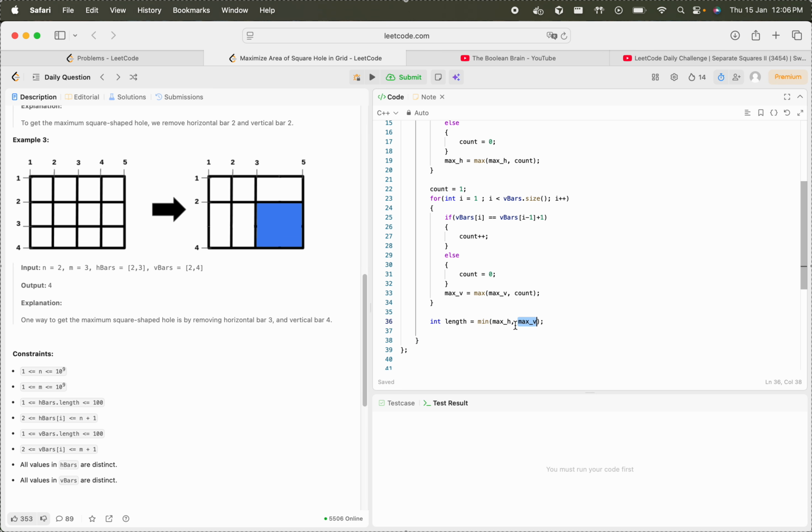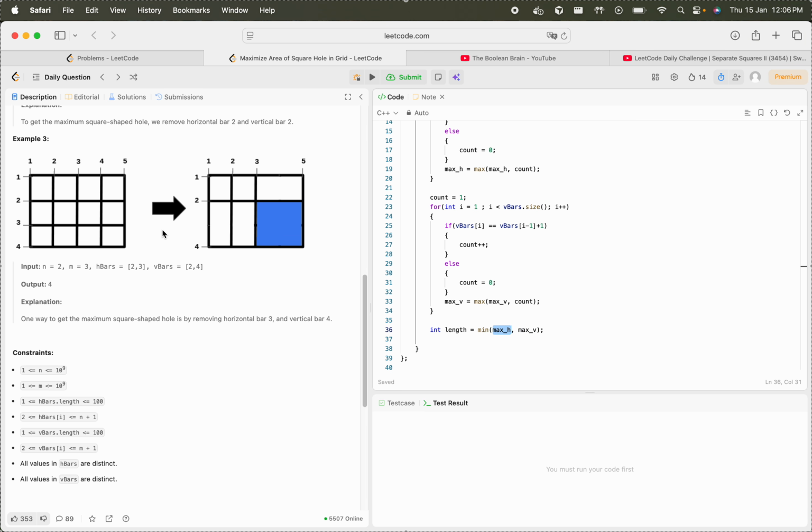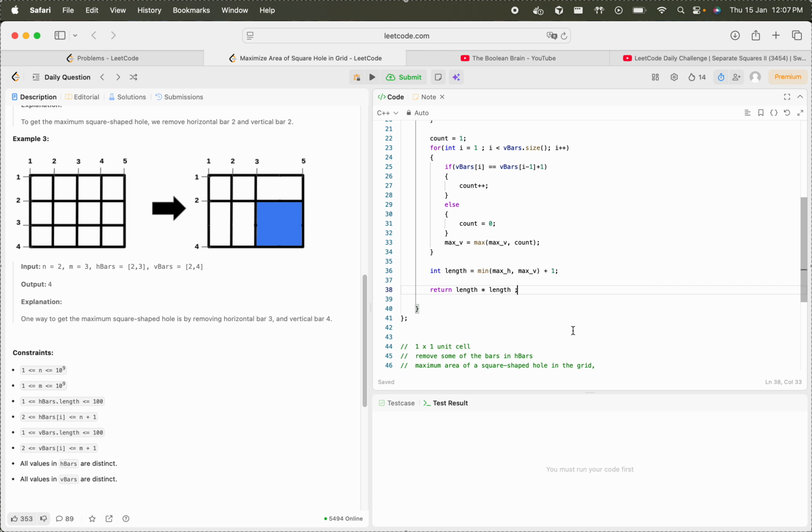No, it cannot be just the minimum, because if you carefully observe, if I just remove one line, I'm able to get two squares in the vertical direction, and in the horizontal direction. If I remove one, I get two access to two. So my length becomes plus one, whatever the minimum, I increase it by one. And finally, in order to return the answer, I simply square the length, because the area of a square is equal to length cross length, and I return it.